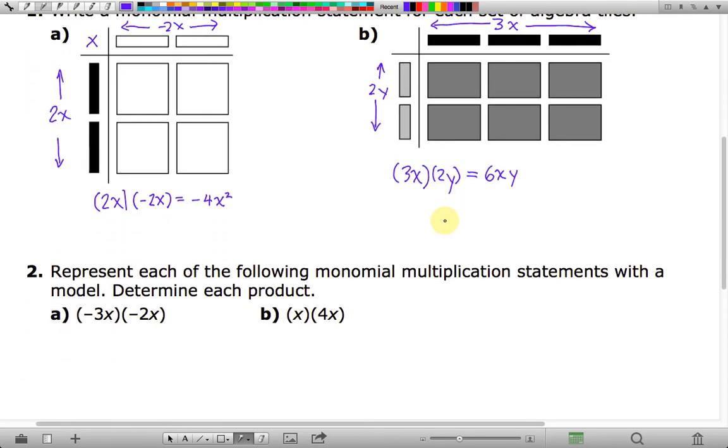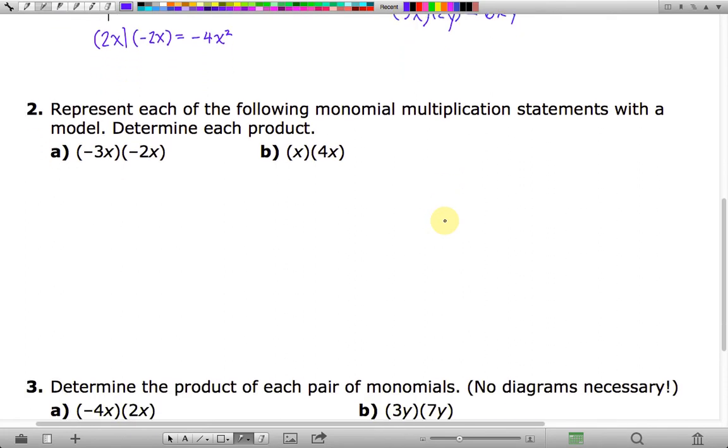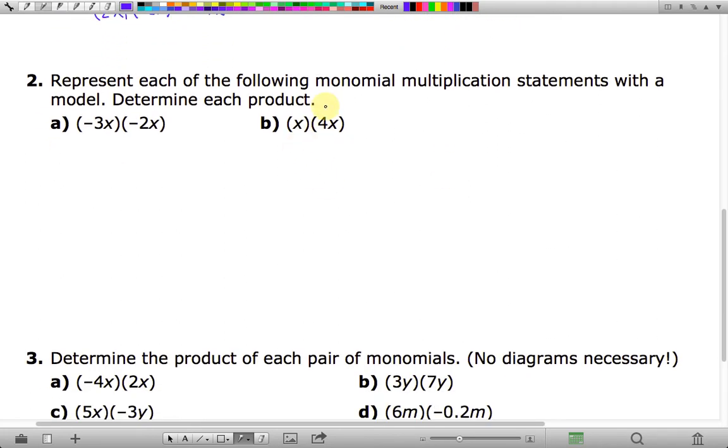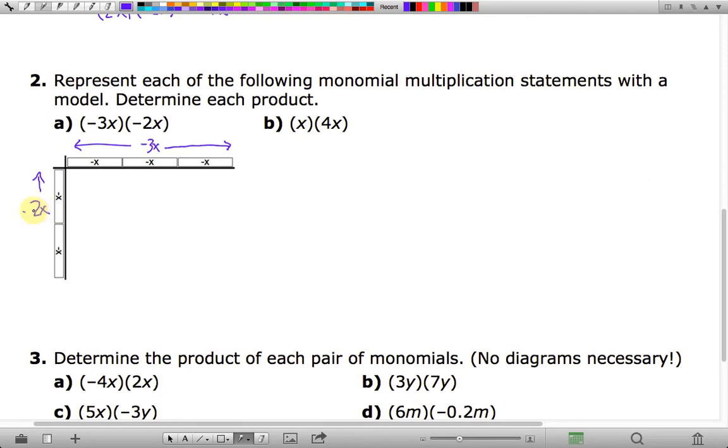Next, we'd like to take some monomial multiplication statements and represent them with a model, and we'll use that to determine each product. The first one we're going to do is negative 3x times negative 2x. Let's set that up. Here we've set up a length of negative 3x, and here we've set up a width of negative 2x.